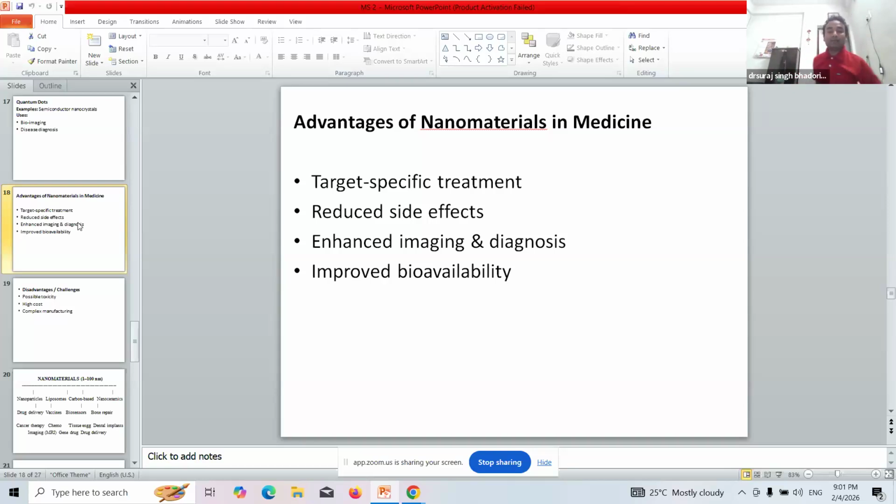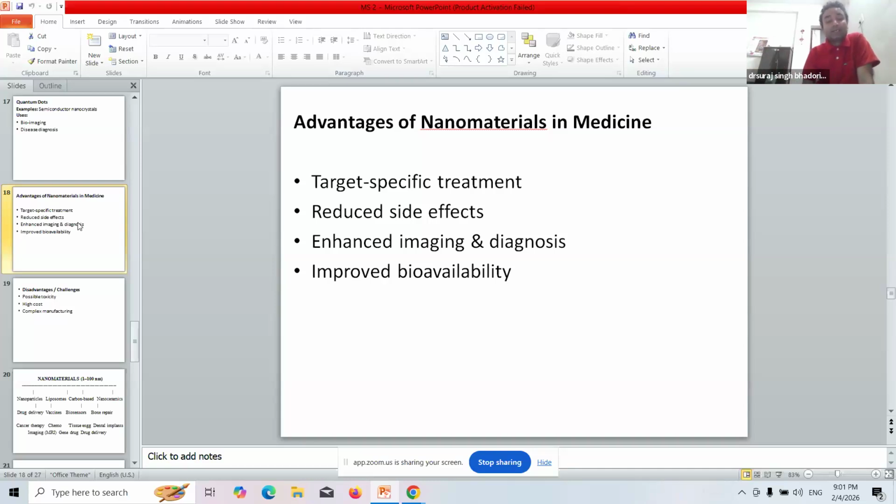Enhanced imaging and diagnosis means to improve the imaging technique, to make a specific diagnosis on that particular tissue, on that particular cell. So this is the enhancement of imaging and diagnosis.